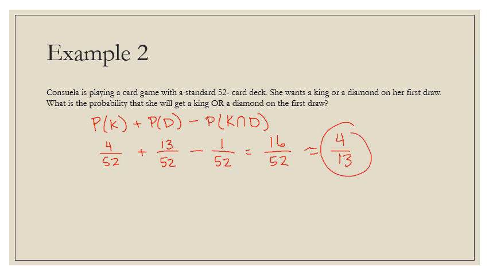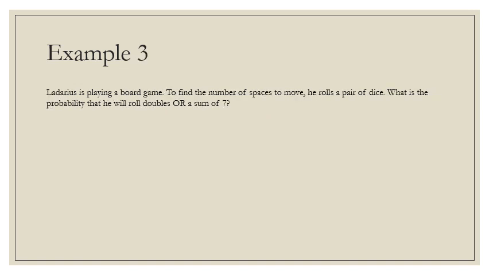Okay? All right, so that makes sense. So probability of king, there are 4 kings, there are 13 diamonds, but there's only one that is a king and a diamond. The king of diamonds, there's only 1 card, okay? Next one.